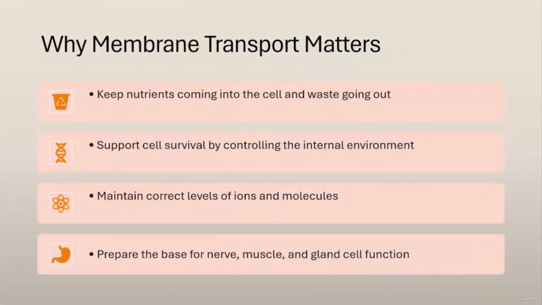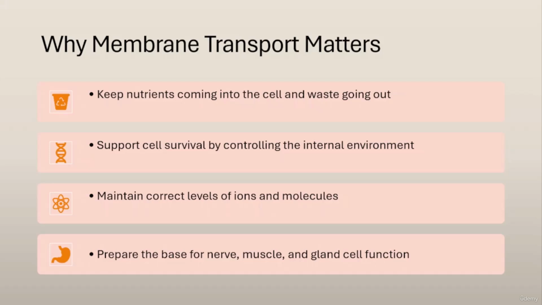So, this lecture connects all three ideas in a simple way that shows how they depend on each other. Every cell needs a steady flow of nutrients coming in and waste going out. And the membrane is the structure that manages all of this. And if the movement stops, the cell cannot survive for long.